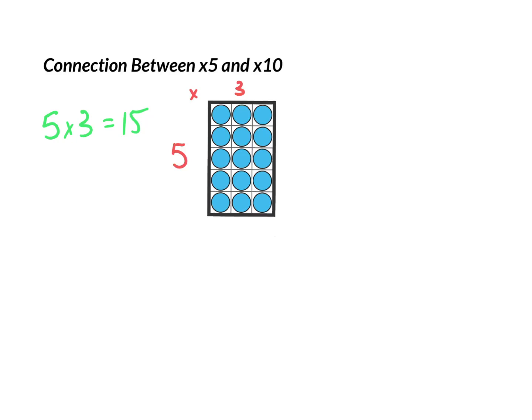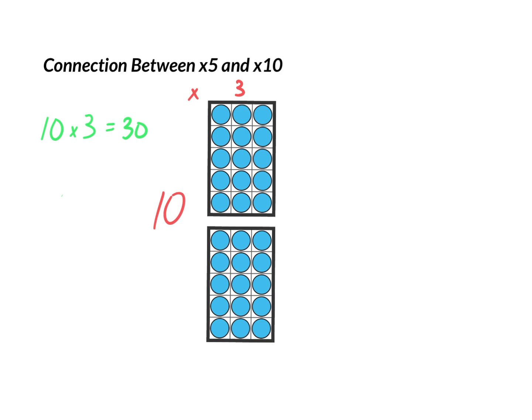In this video, we are going to look at the connection between 5 times and 10 times. Here we have 5 times 3. 5 times 3 is 15. 5 rows and 3 in each equals 15. The connection that we see between 5 and 10 times is that 10 times is double 5 times.